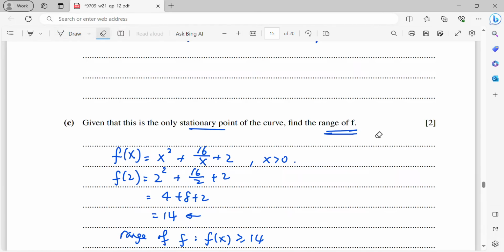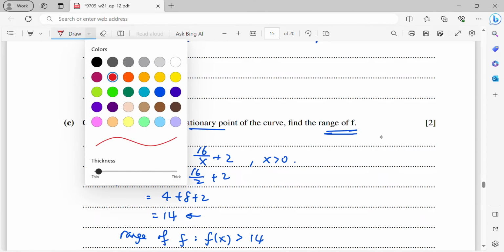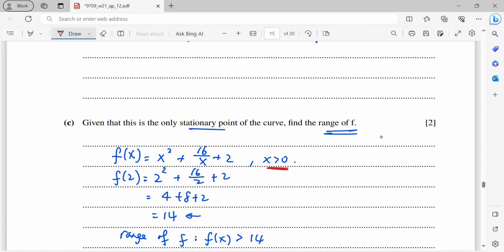And now be careful with this. There's no equal sign because your x does not include 0, your x is greater than 0. But here x is exactly 2, so we can accept 2, therefore your y can be exactly 14. So that's the range for f(x).